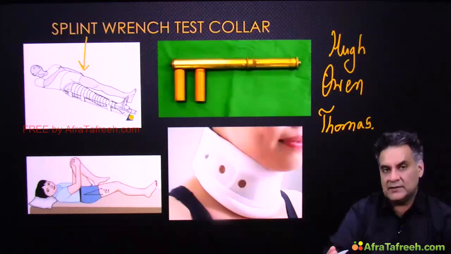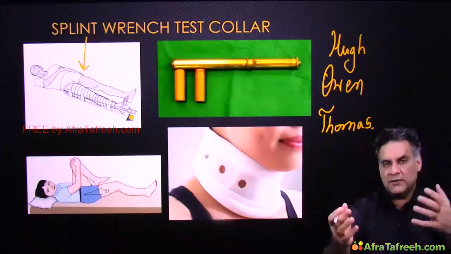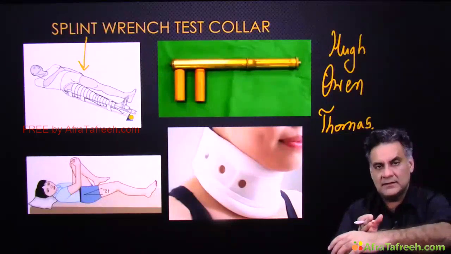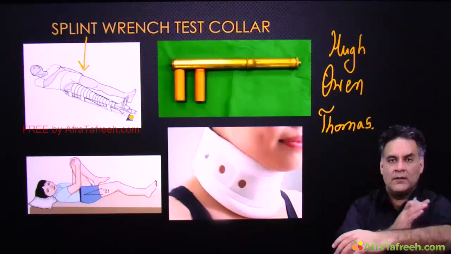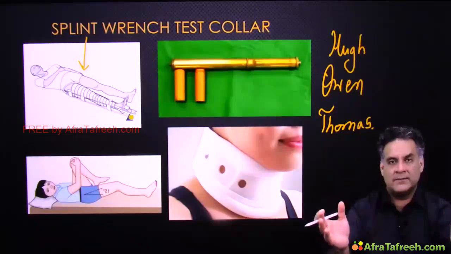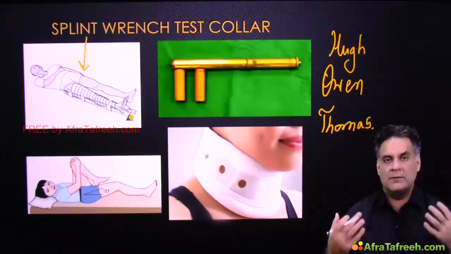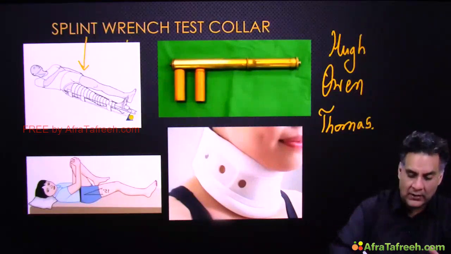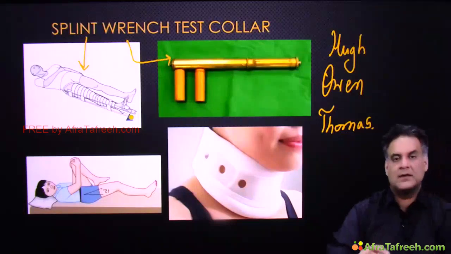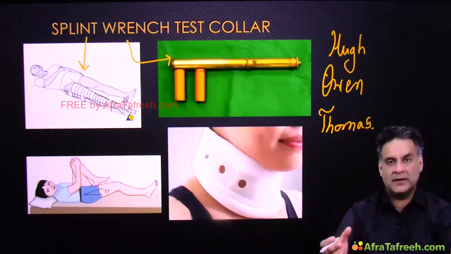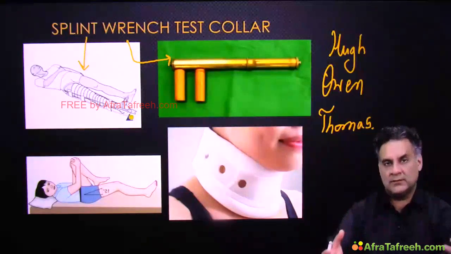Splint is any device which will immobilize a joint above and a joint below. So if you have to immobilize the forearm, it will immobilize the wrist and the elbow. One joint below, one joint above. Rule of splintage, rule of immobilization. He also gave a wrench to correct deformities. It was not very popular, is not being used now.